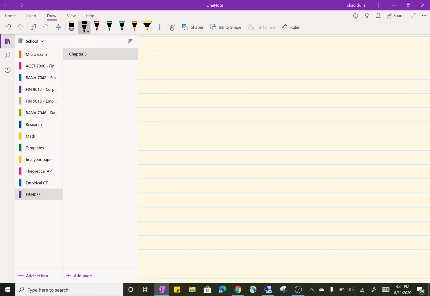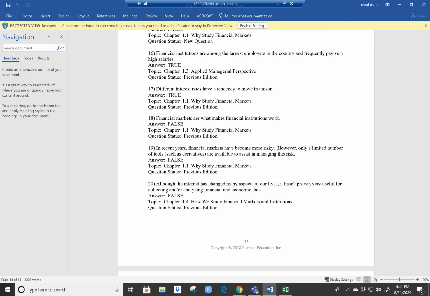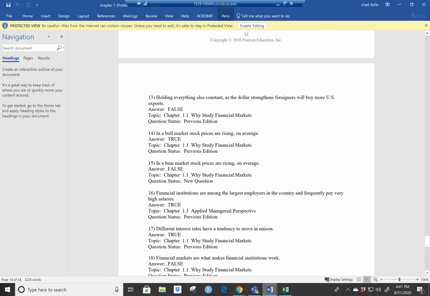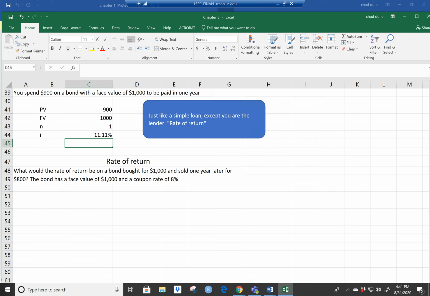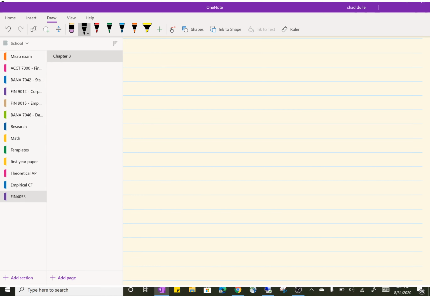Now for a little bit more complicated rate of return, this will be our last example. Where am I? Here we go. What would the rate of return be on a bond bought for $1,000 and sold 1 year later for $800? The bond has a face value of 1,000, a coupon rate of 8%. So again, we'll do this one by hand. So that's the way it is in the book.